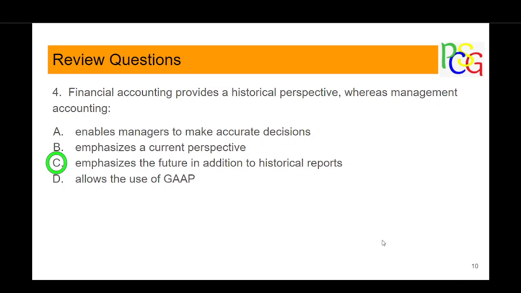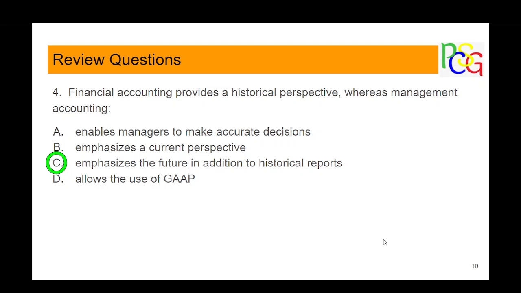Okay? Because if you look at the context of the question, it's looking at the time focus of financial accounting. It says historical perspective. So the answer will have to be the time focus of management accounting, which, as we said, utilizes historical information, the financial statements, accounting records, as well as future information, such as the forecasts, financial statements, the budgets, and so on and so forth.